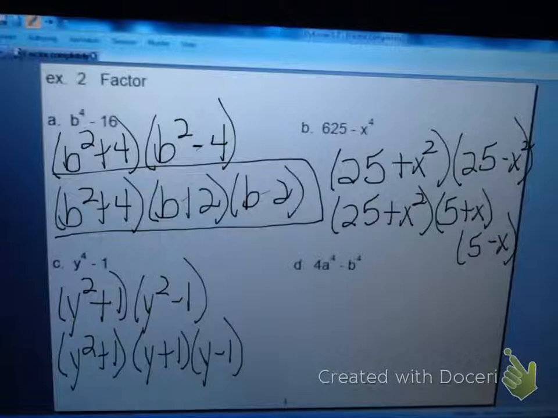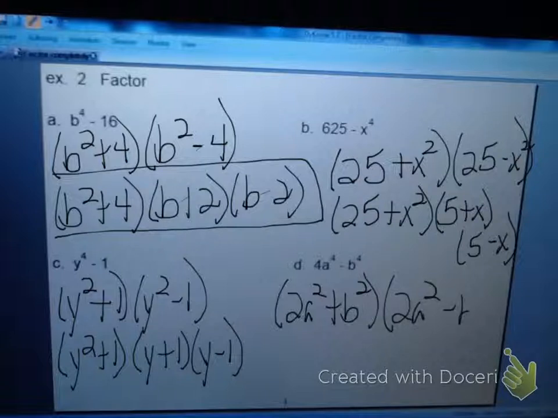Example D, that is a difference of two perfect squares that factors into 2a squared plus b squared times 2a squared minus b squared. Now, this one is prime. You cannot do anything with that because of the plus sign.